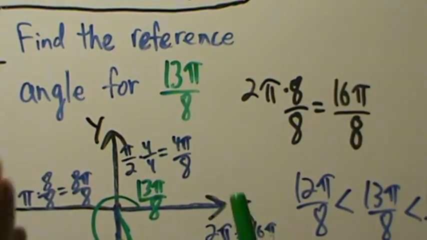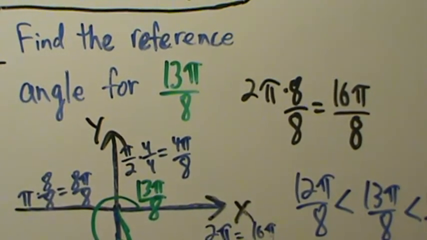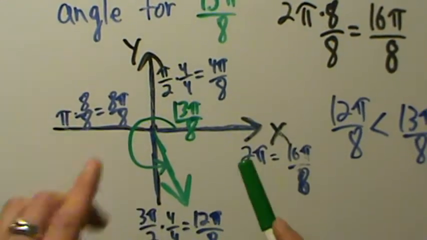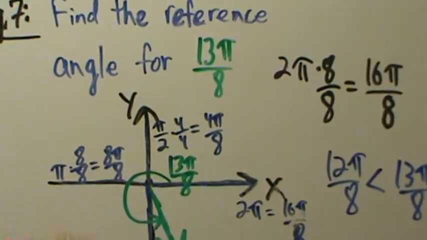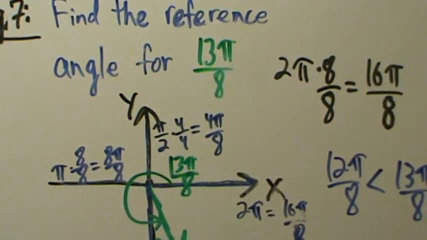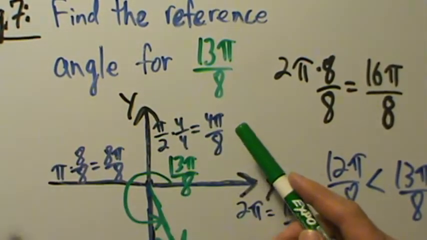There are a few different ways of thinking about it, but the way I like to do it, the way that's most generally applicable, I think anyway, is just say, okay, pi over 2 puts me here. How does that compare to 13 pi over 8? Well, get a common denominator. Okay, 4 pi over 8. Then 13 pi over 8 is still larger.